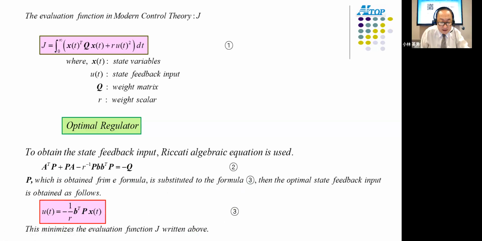To make the evaluation function J minimum, P obtained from this Riccati equation is used. Then by this right side calculation, the left side u(t) is obtained. This is a rough theory about the point in the theory. Okay, thank you very much for today.